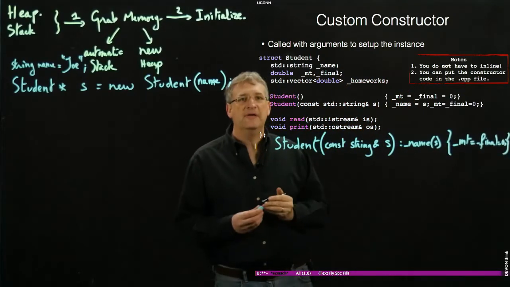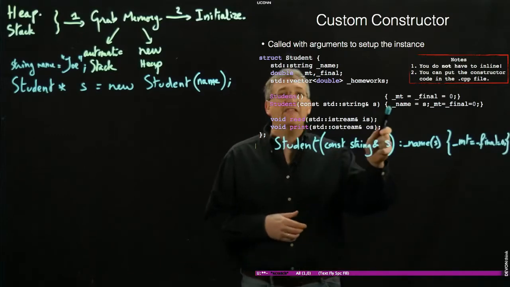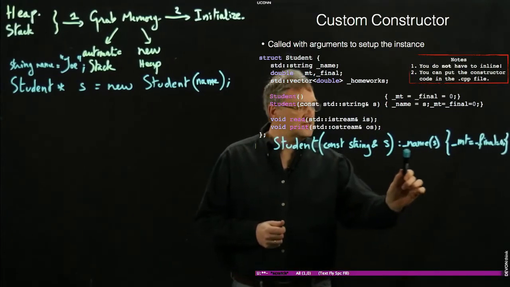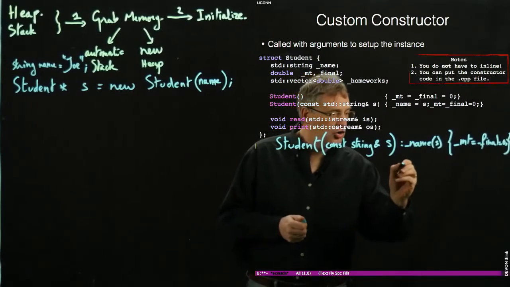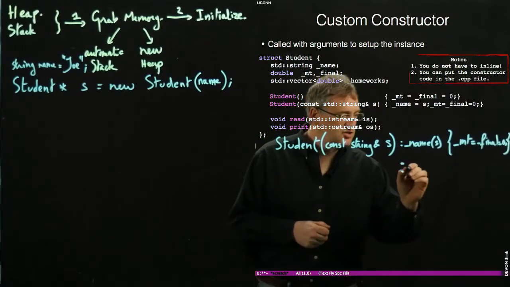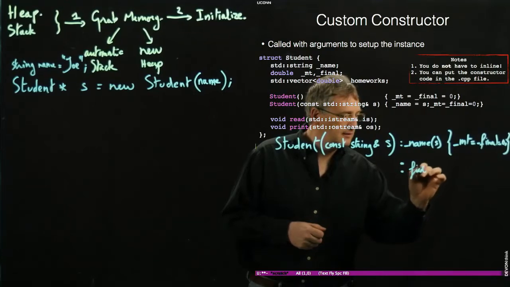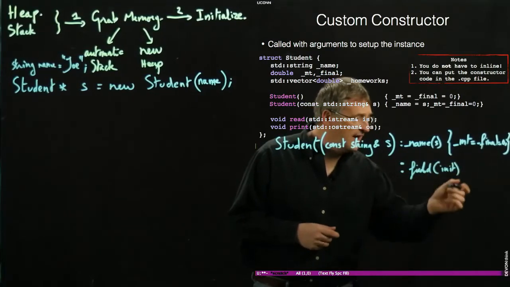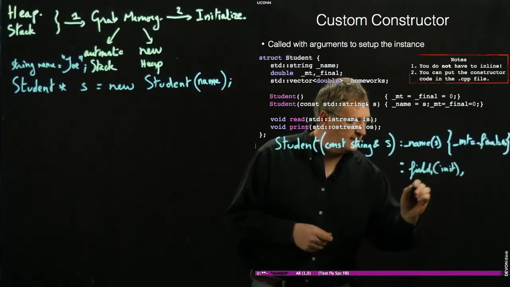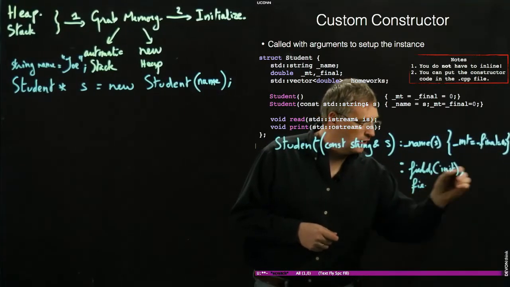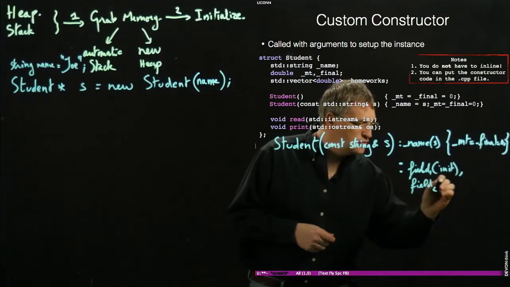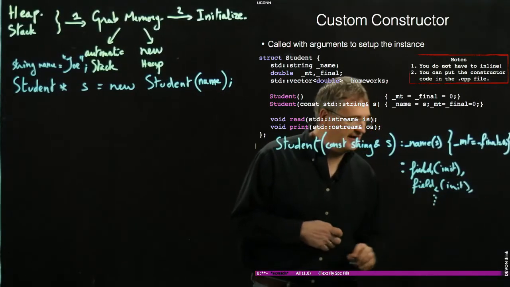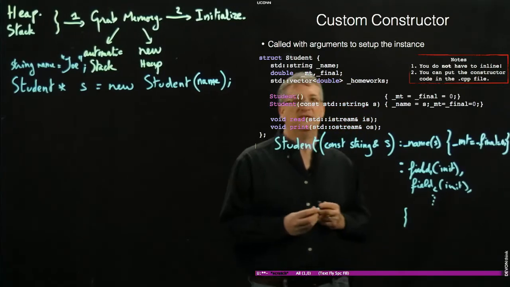That is my implementation. Notice how I removed this assignment and I use this new syntax, which is colon, and then essentially a field followed by an initializer. And I could have several of them. I could have field 1, then a comma, then field 2, and another initializer. And I could keep on going like that, and then finally hit my curly brace.